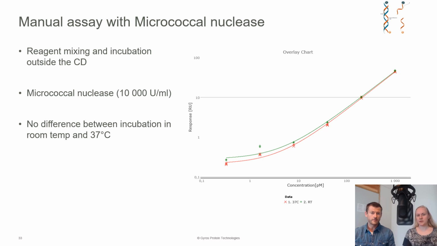Yeah, and it is even more surprising here, since the literature states that micrococcal nuclease works best at 37 degrees, but this is fortunate for our automation.